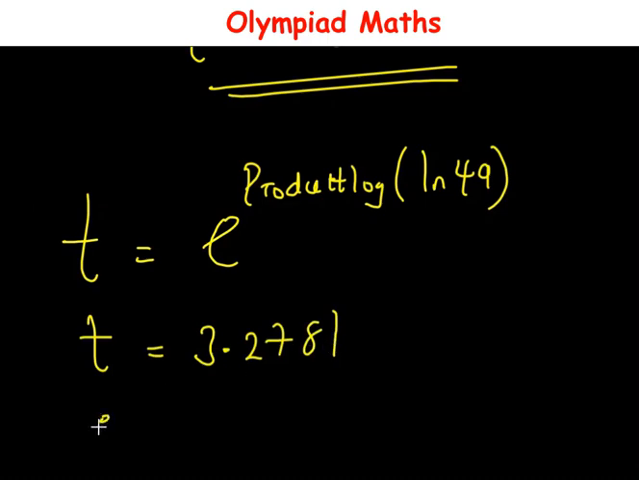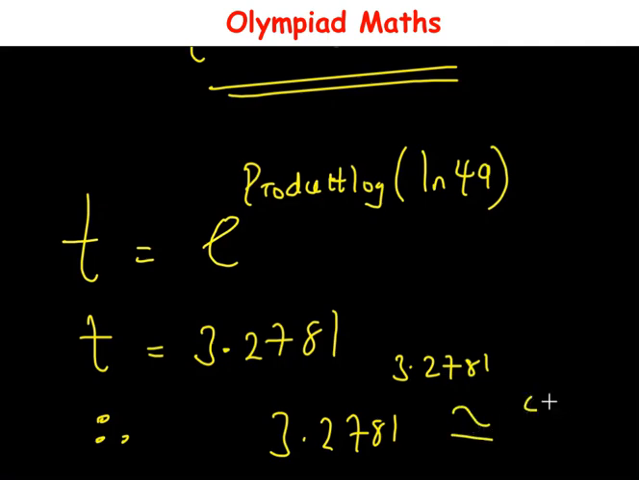Now if you do so, what you will get as the value of t will be equal to 3.2781. So therefore, this means that if you raise this value 3.2781 to 3.2781, you will approximately get 49. So with this, we have gotten the value of t that will satisfy this given question.